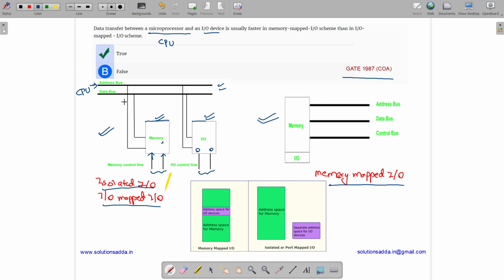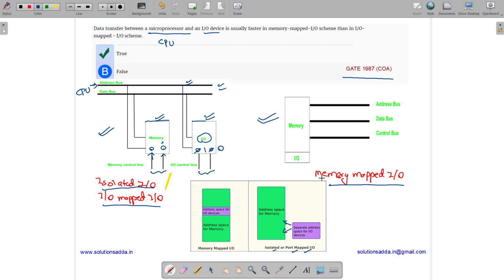And if it wants to read or write into the IO devices, then it will set these bits to be 1 and these control signals to be 0. So here, as we can use the entire memory space, we can say that the isolated IO or IO mapped IO or port mapped IO has different address spaces for both IO devices as well as the memory.